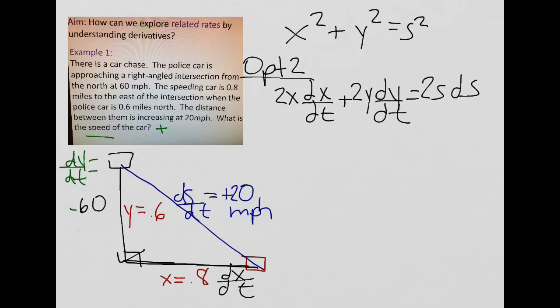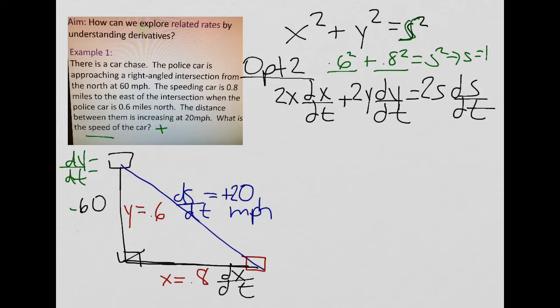And we have a ds over dt as well. The only thing missing is s. But by Pythagorean theorem, we can also solve for s. So that's why I said we're going to use this equation twice. One to differentiate, and the other to find what s is. So when you do 0.36 plus 0.64, you get 1. So s, our side, is 1.